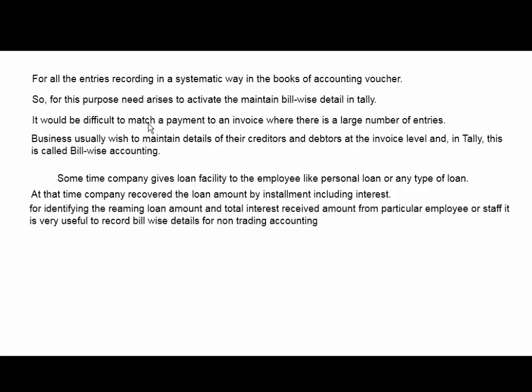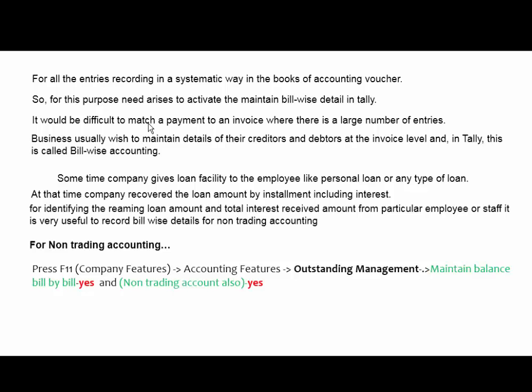For activating non-trading accounting, press F11 Company Features, go to Accounting Features. In that, under the Outstanding Management heading, maintain bill, balance bill by bill, yes, and non-trading accounts also yes. For understanding the non-trading account using interest calculation, let's see some examples here.